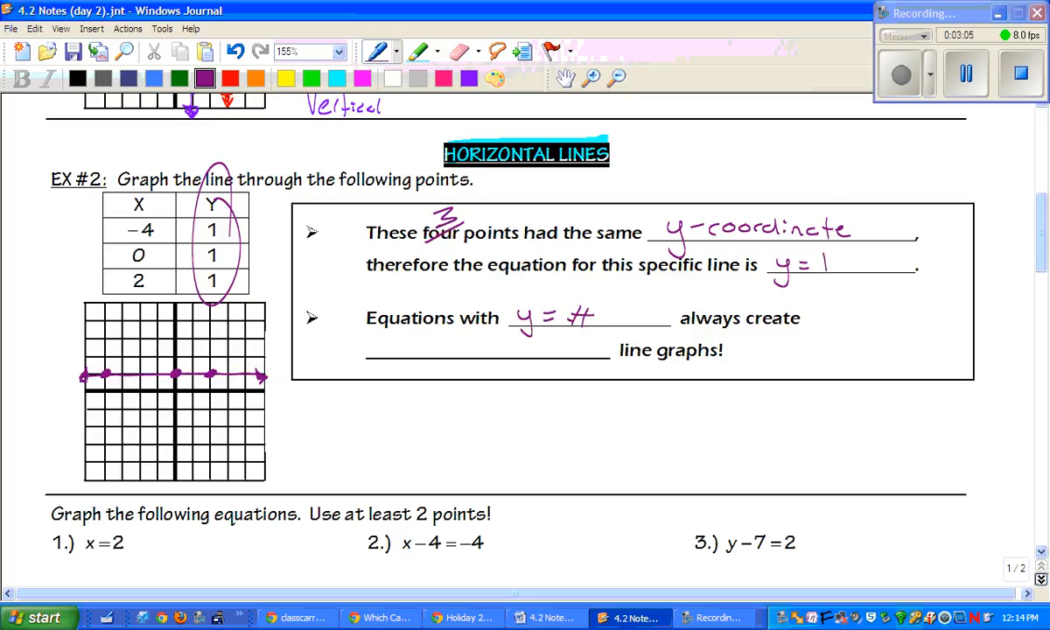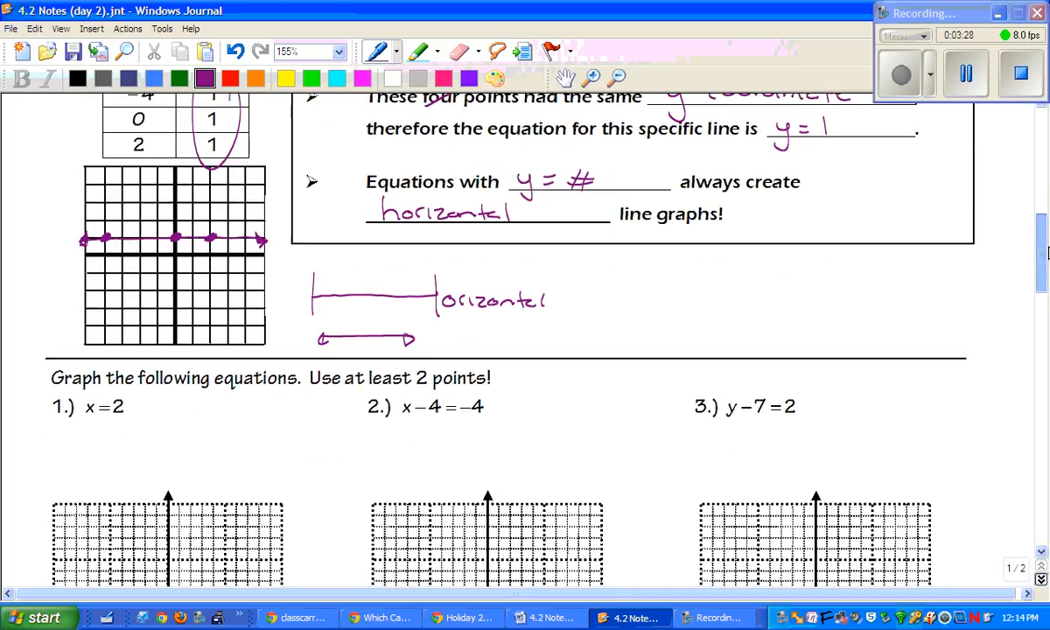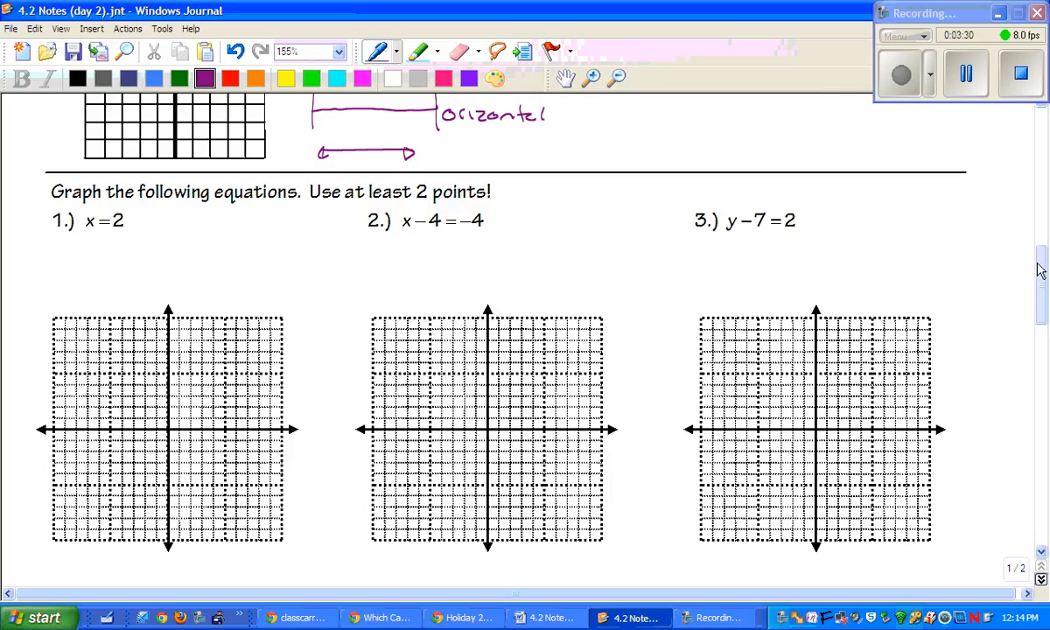Equations with y equals a number always create a horizontal line. Okay, and when I think of the word horizontal, think of that first letter. It's an H. When you have the capital H, the middle part goes from left to right. All right, let's go ahead and do some example problems on the bottom.